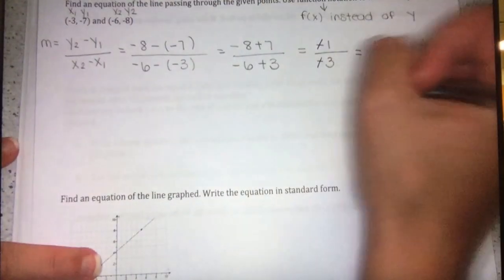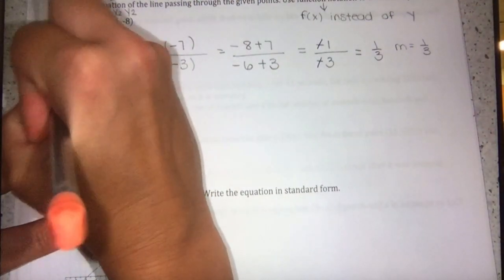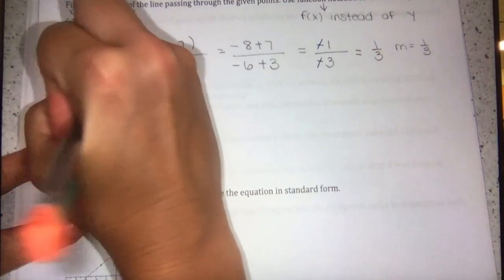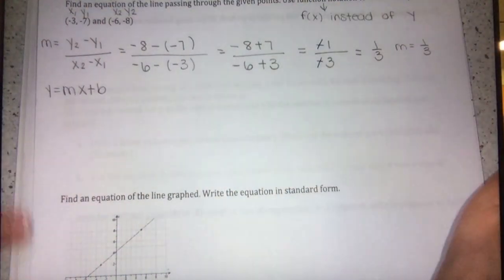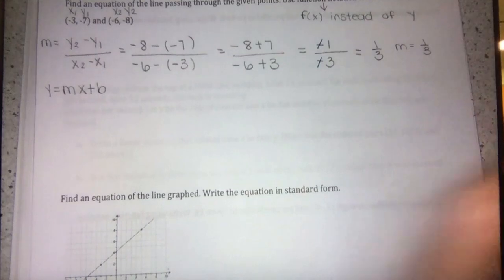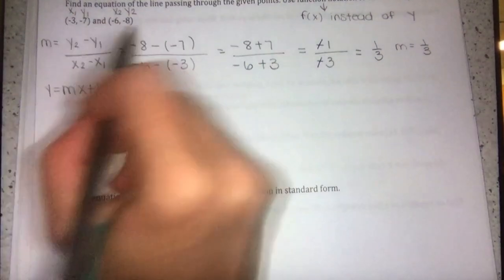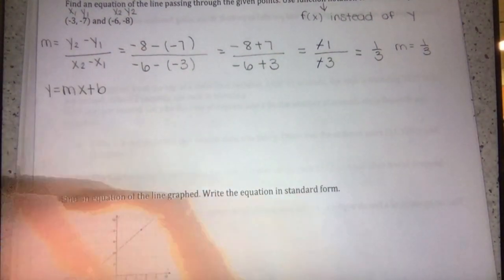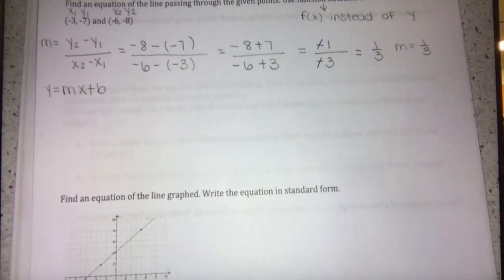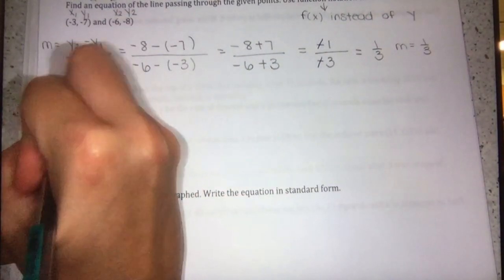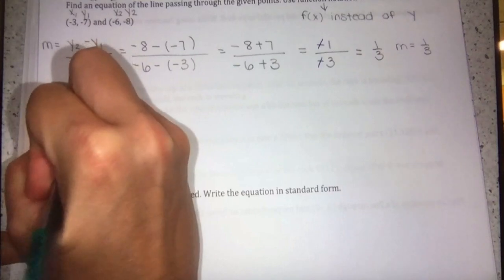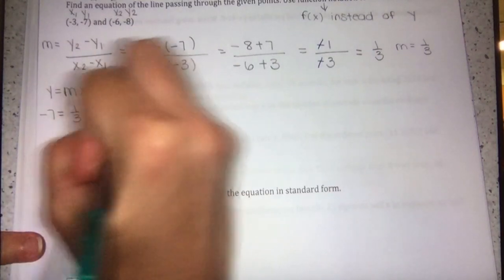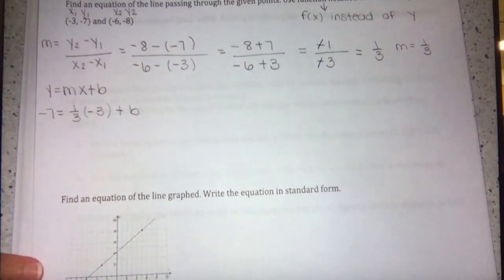So plugging this stuff in, just like we did before, to our y equals mx plus b slope-intercept form. All I have are the points and my slope. I don't know b yet, so I need to use this information I have to find b. I'm going to plug in, doesn't matter either point. I'm going to pick the first point to plug in, negative 3, negative 7, and our slope of 1/3. So we have negative 7 equals 1/3 times negative 3 plus b.